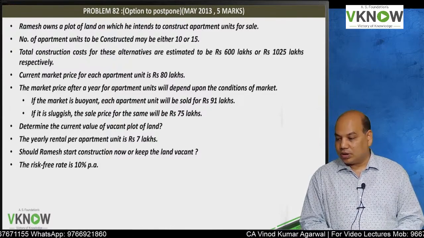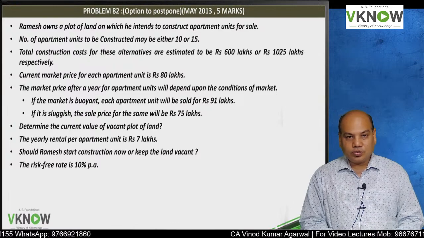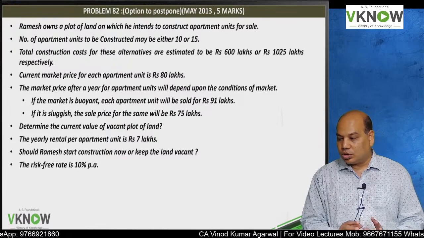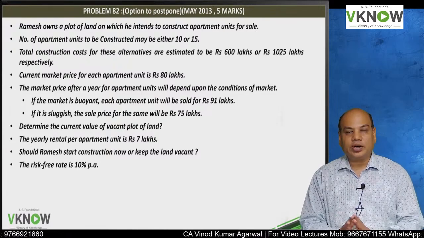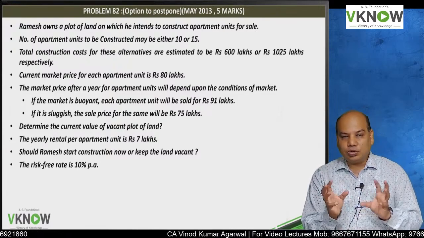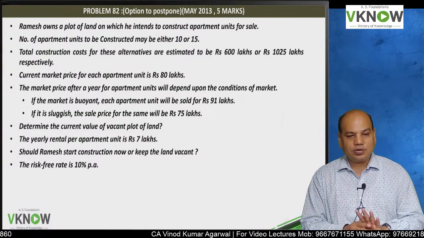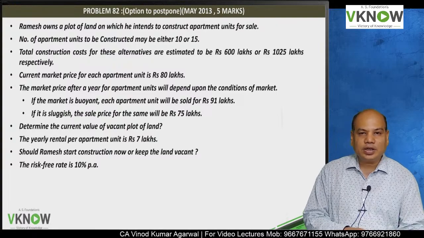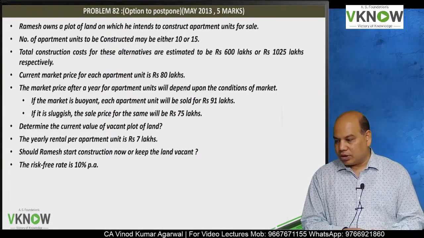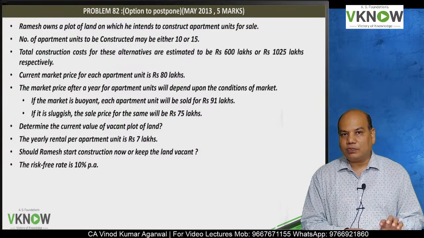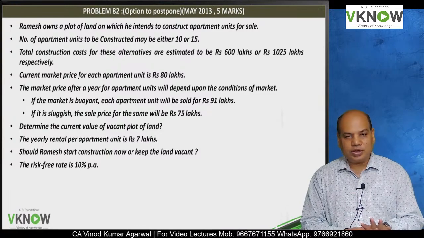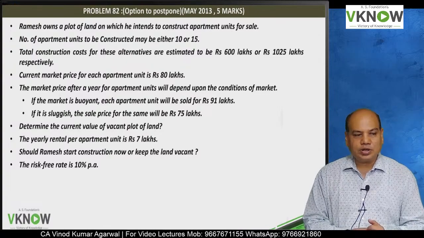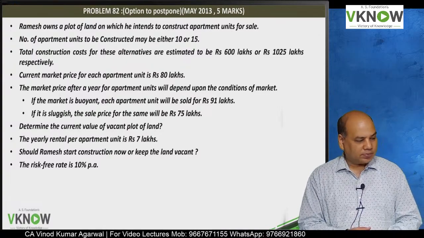So if you construct 10 apartments, cost will be 600. If you construct 15 apartments, cost will be 1025. So accordingly you have to do the calculation. So you have two options to start, either 10 or 15. Then you will see what is the profit in 10, what is the profit in 15, and the one which gives me more profit, I will decide to construct those number of apartments.